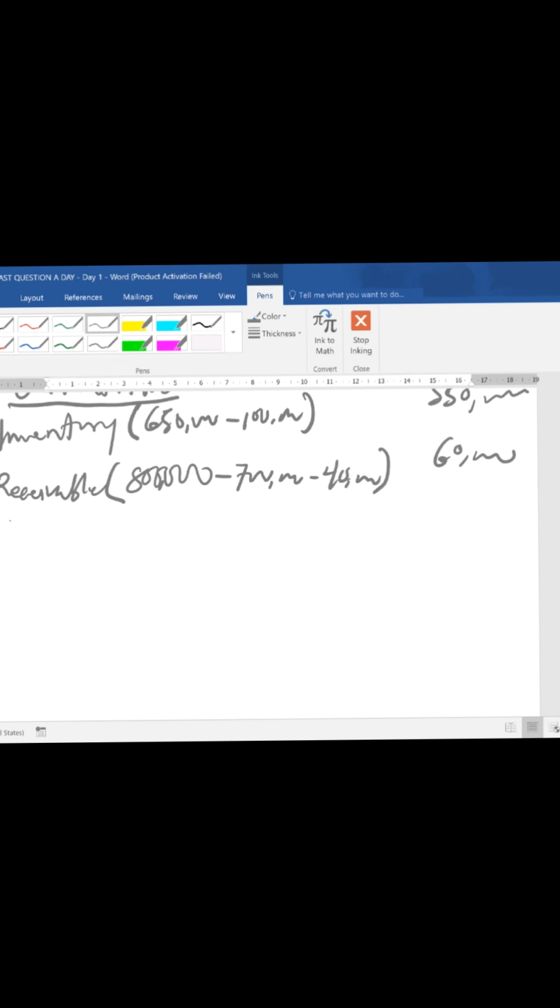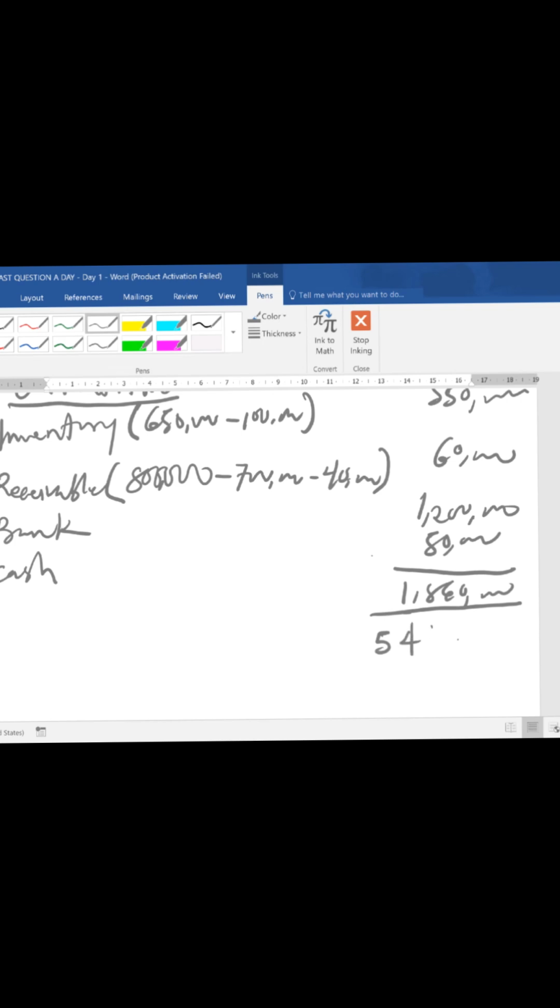Then we have our bank and cash balance. So our bank, 1.2 million, and our cash being 50. So our total current assets is going to be 1860, giving us a total asset of 5480. The total assets.